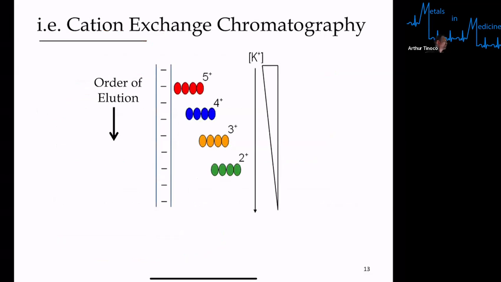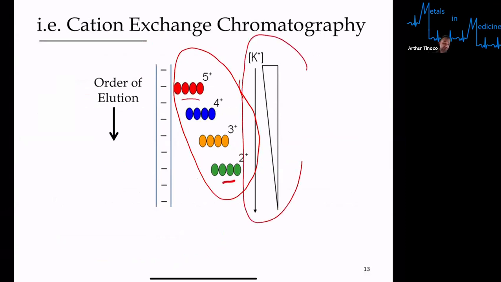So here's just a representation of that, where these colored things are our molecules that are charged, and they're all of different charges. Here, just an example of +2, +3, +4. And here I'm showing you the order of elution, where +2 is coming out first, and then +5 last. As we're applying a gradient, the gradient is represented on the right by potassium, where we're increasing the concentration. And as you increase that concentration, things that are more positively charged would elute, all right?